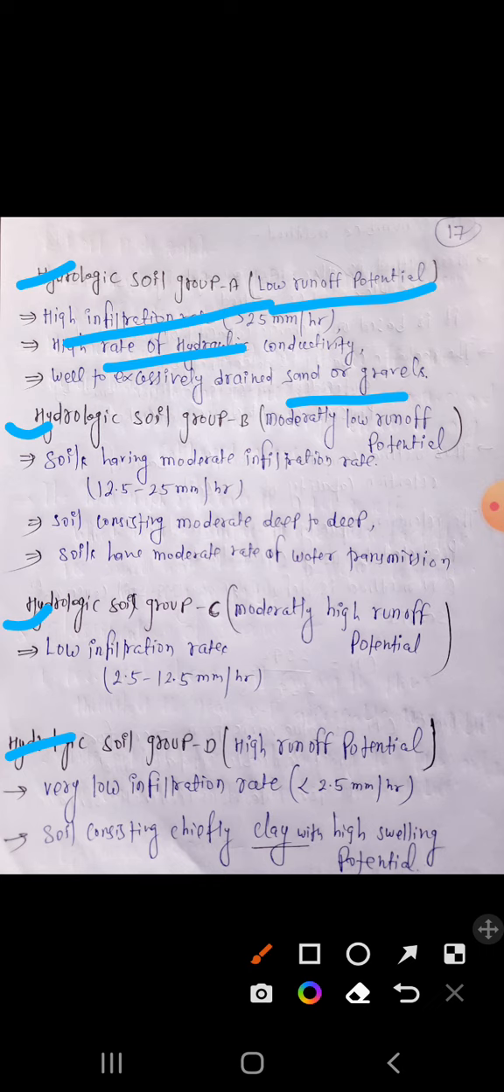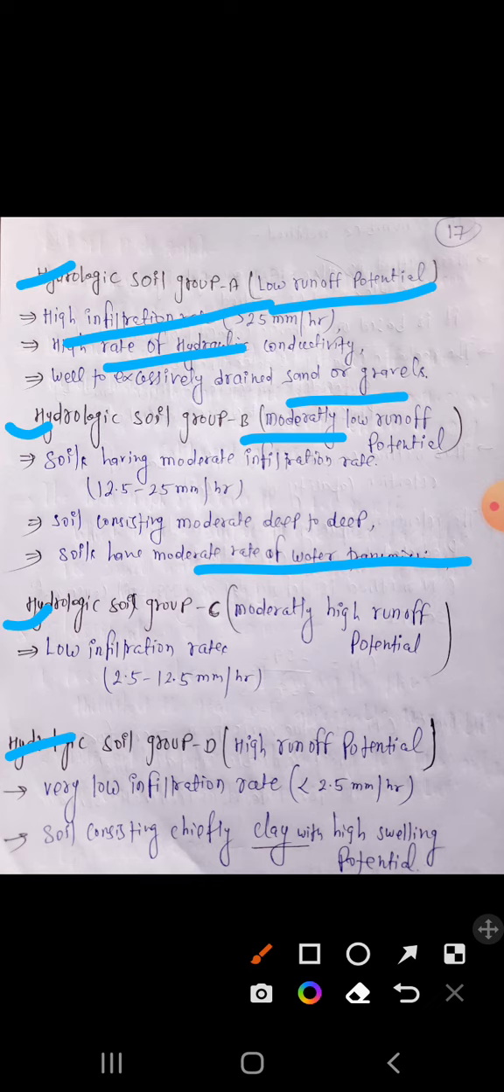Next is hydrologic soil group B. There will be a moderately permeable soil surface, with moderate runoff potential, in which soil has a moderate infiltration rate of 12.5 to 25 mm per hour. It consists of moderately deep to deep soil, and the soil has a moderate rate of water transmission.